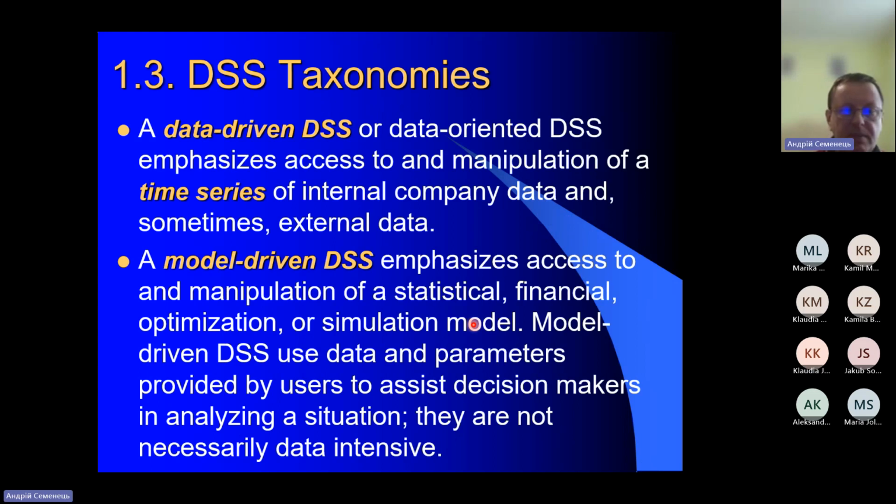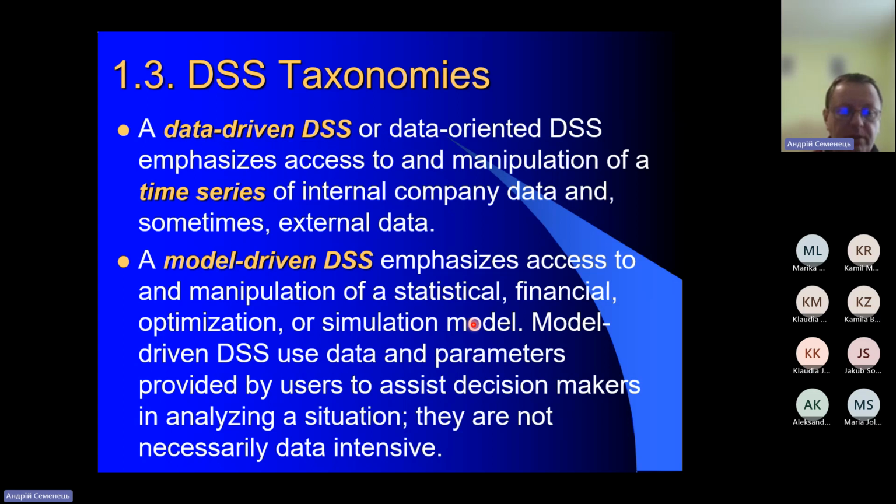Data-driven, data-oriented DSS and manipulation of time series of internal company and external data. Very good approach. Again, as an example, we can see some attempts to perform regression analysis even using a spreadsheet. So in this case, a spreadsheet could be seen as a kind of DSS as well, depending on what exact kind of analysis you conduct using the spreadsheet.